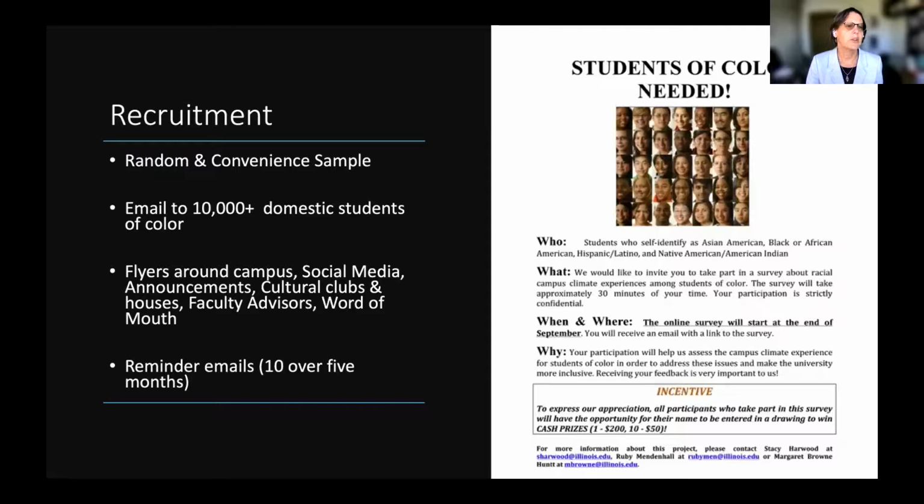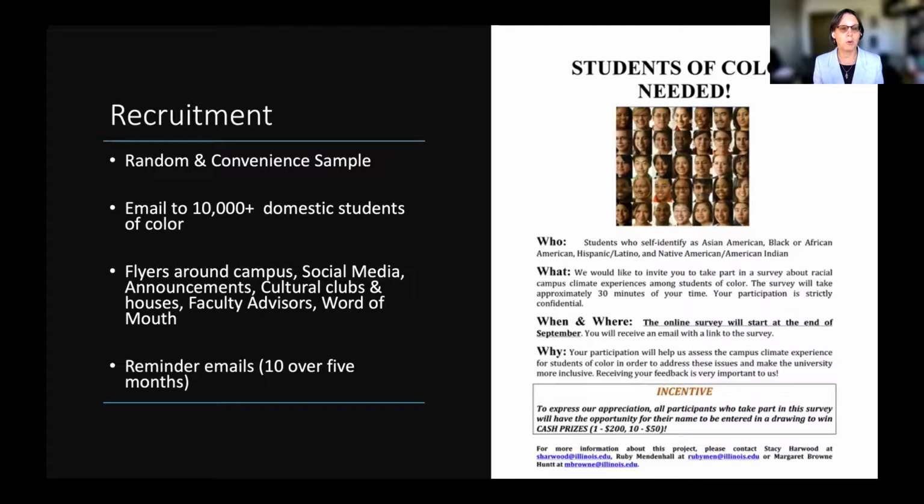So just a real quick thing about recruitment. So how we did the survey. So we were able to work with the university. We got all the emails of everyone who was considered a domestic student of color. So that could be someone who was a US citizen, or it could be someone who had permanent residency in the United States. And that was around 10,000 students. And we emailed them. We created different kinds of samples so we could do some statistical things. So we had a random sample, we had a convenient sample, but we ended up sending the survey to everyone.